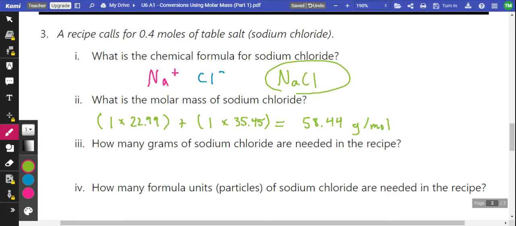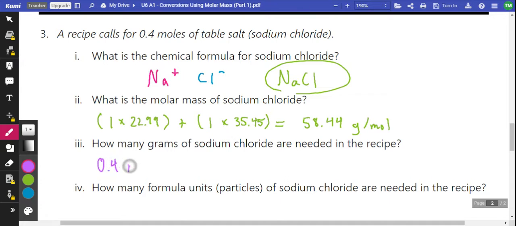So next, we're going to figure out how many grams of sodium chloride are needed in this recipe. Well, we don't have exactly 1 mole, or else it would be 58.44 grams. We have less than half of a mole. So in order to figure out exactly how many grams we need, we're going to convert our number of moles. So this time we are starting with moles.